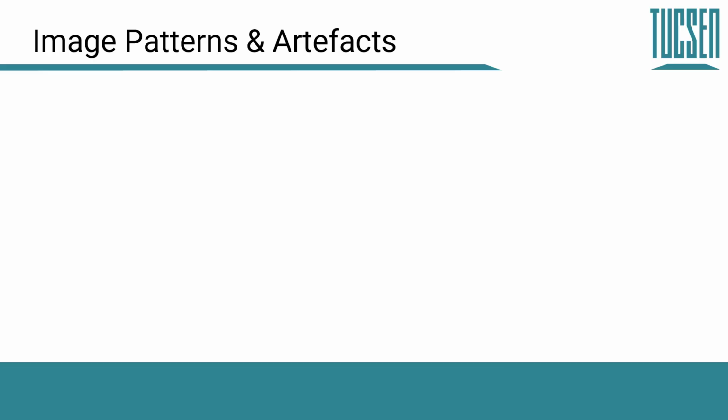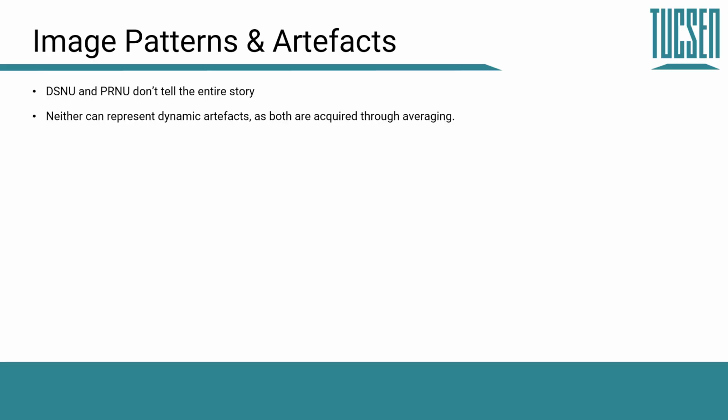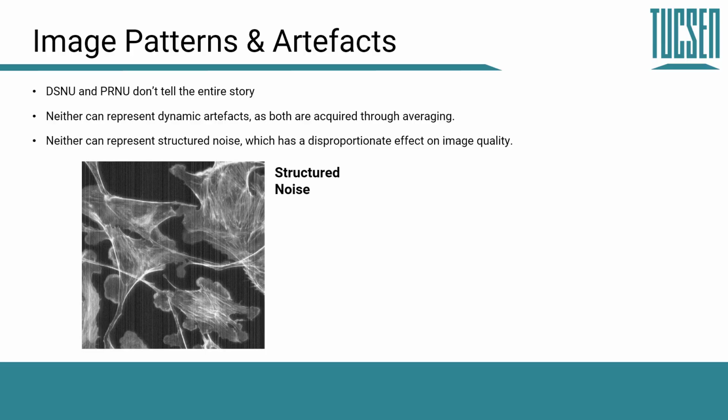So finally, let's have a look at some image patterns and artifacts that DSNU and PRNU don't represent. Neither can represent dynamic artifacts that change from frame to frame, because both of these are acquired through averaging over multiple frames. Also, neither can represent structured noise, which has a disproportionate effect on image quality versus the standard deviation of the image. Pixels that are too similar to each other, as in the case of structured noise, are not really going to change the standard deviation all that much.